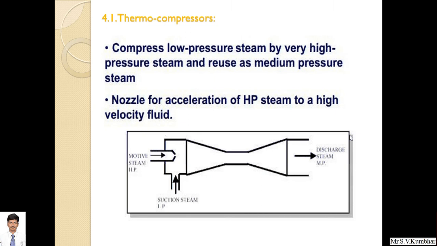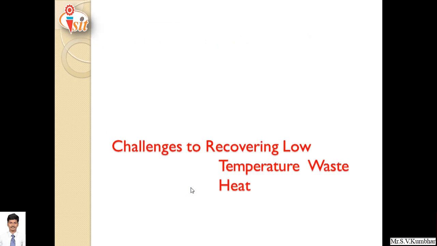Thermocompressor. A thermocompressor compresses low pressure steam using very high pressure steam and reuses it as medium pressure steam. So an example of a thermocompressor is shown here. This is the suction steam which is sucked in here, and it uses a converging diverging part where pressure is converted to velocity. A nozzle is used for acceleration of high pressure steam to a high velocity fluid, and the discharge steam can be used for different applications.